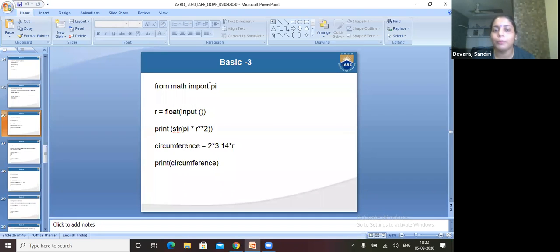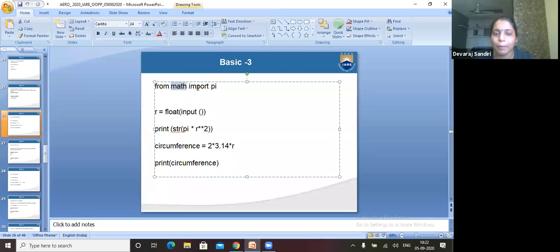So I am importing pi from math. I am getting pi from math, so I write from math import pi. Here r is equal to float of input. You can also take r is equal to integer of input, and print string of pi r square, and circumference is 2 pi r. Print circumference.